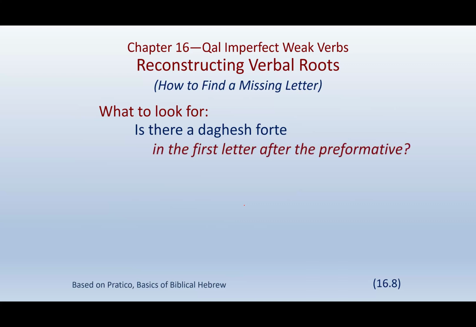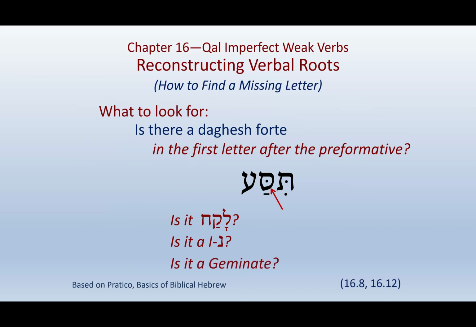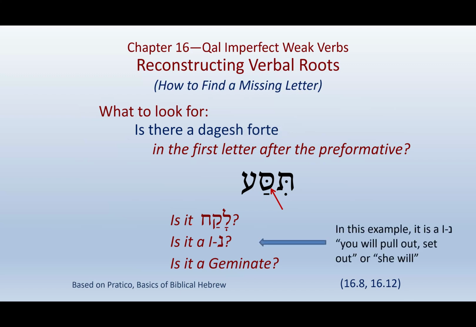What to look for. Is there a dagesh forte in the first letter after the preformative, like tisa? And we do have a dagesh in the first letter after the preformative. This tav is the preformative. Is it halak? No, it's not halak. It doesn't look like lakak, because lakak will almost always have the qof and the het there. So it's not lakak. Is it a one noon? Oh, now that's a possibility. And that dagesh right there might be because the noon dropped out. Or is it a geminate? Okay, well, in this case, it's the one noon, which means you will pull out or she will pull out or set out. Because this tav could be either a 2ms or a 3fs. So it's either going to be you or she, and context will tell you what to do with that.